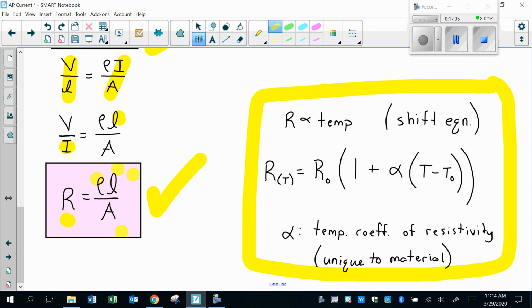I have not seen anything involving this, and if there is something that involves this, they're going to give you the equation. But basically what you have here is just a shifting of what your resistance is as it gets hotter and hotter and hotter. And this is also something that is unique to each individual material.